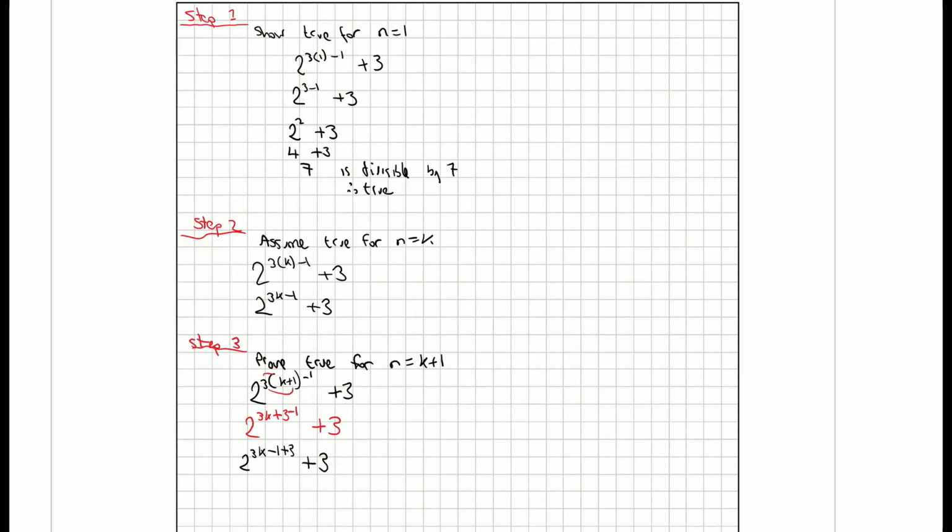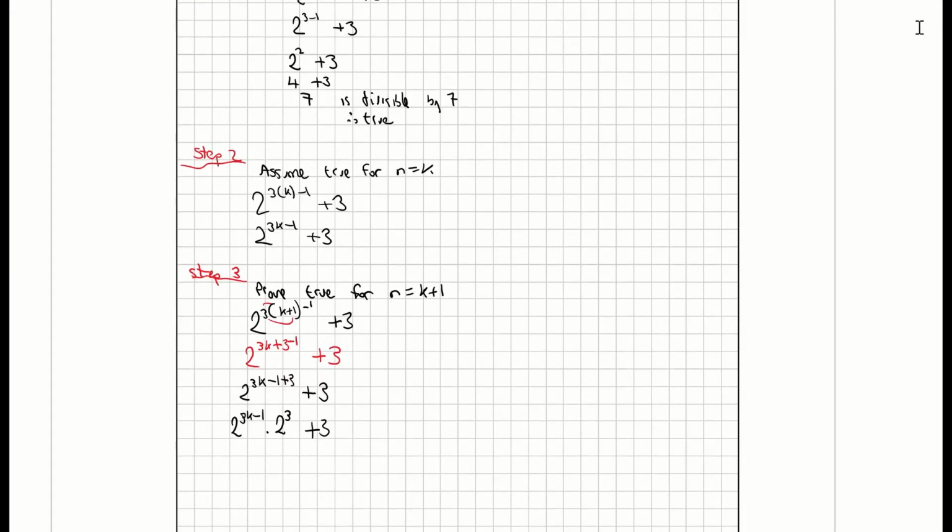So if I use my rules of logs on page 21, this is the same as 2 to the power of 3k subtract 1 times 2 to the power of 3 plus my 3. So I'm just bringing in that 2 to the power of 3 there. Again, from my log tables, first log there on page 21. Next thing I'm going to do is I'm going to work out 2 to the power of 3. So that's 2 to the power of 3k minus 1 times 8 plus 3.